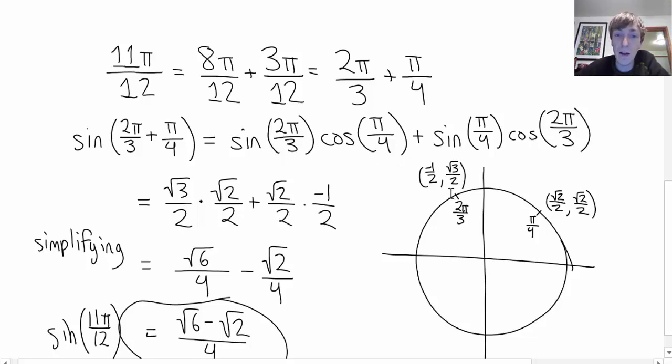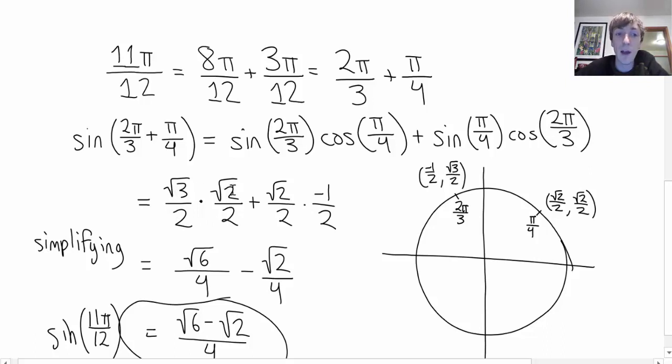Sine of 2 pi over 3 is the y coordinate here. That's root 3 over 2. Cosine of pi over 4 is the x coordinate of this point. That's root 2 over 2, and so on. I keep making that substitution, and then the rest is just simplification, right? So I do a little bit of fraction stuff. I know some properties of square roots.